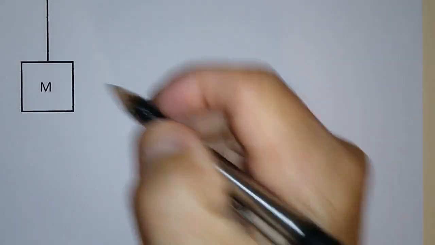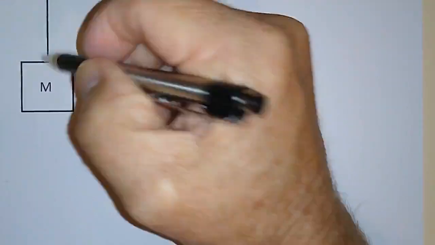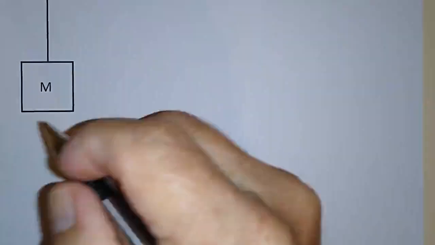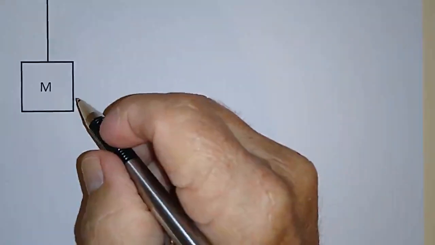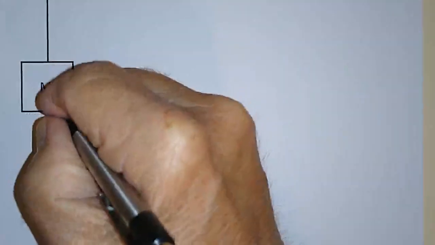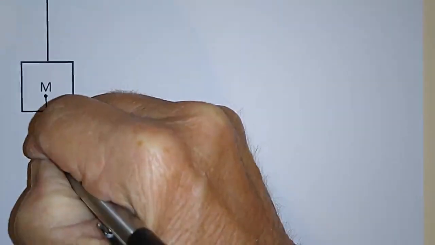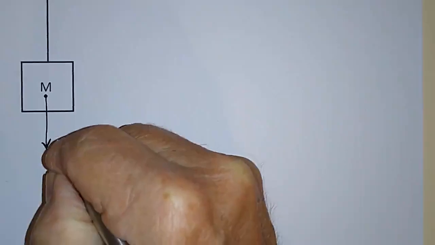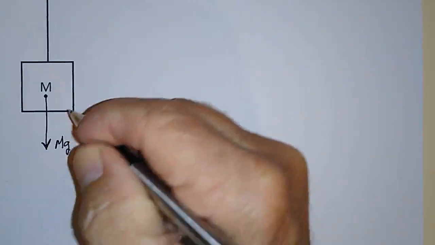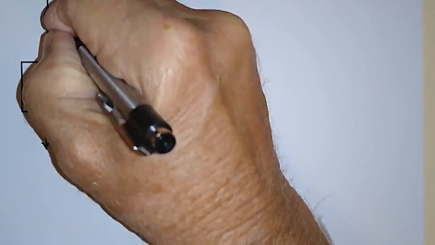Let's take a look at hanging mass problems. Let's say we have a mass M that's suspended by some cord, and let's analyze what happens. Let's look at the forces acting on the mass M. Here's the force due to gravity, which is just M times G, and here's the tension in the cord, T.